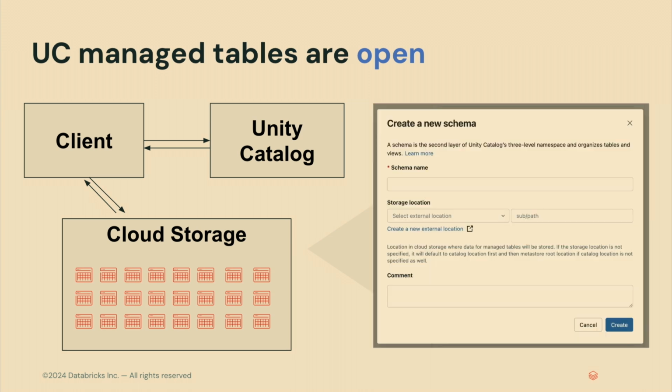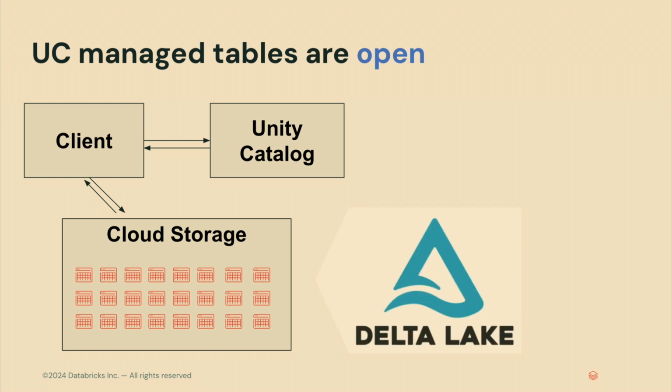And you'll see this. When you create a catalog or a schema or a metastore in Unity Catalog, we ask you, hey, what storage location do you want to use? And you just give us a bucket. And that's a bucket that you own. In addition, all UC managed tables are in the open source Linux Foundation Delta Lake format. So that's an open format with a wide connector ecosystem.